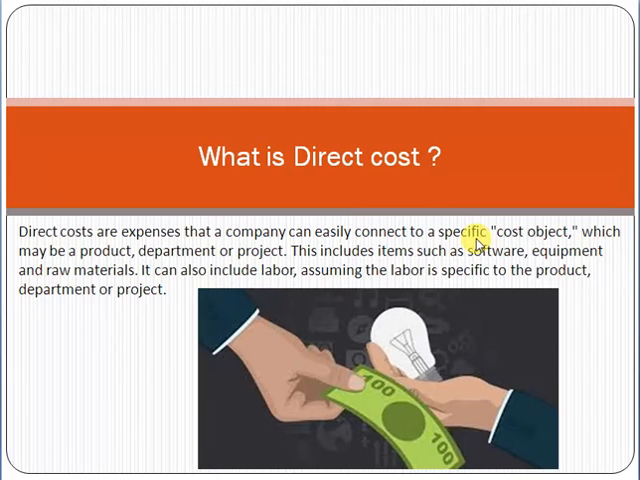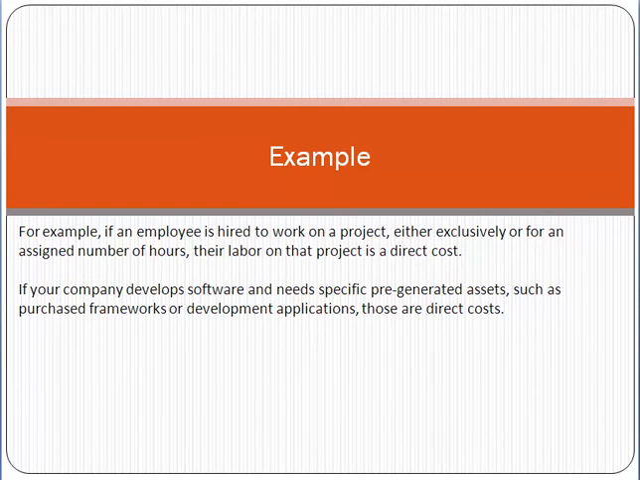For example, if you are purchasing a specific attendance system for your company to record the attendance of your employees, the cost you put into purchasing that software is a direct cost. Let's see a few examples, they may make the concept clearer. For example, if an employee is hired to work on a project either exclusively or for an assigned number of hours, their labor on that project is a direct cost.